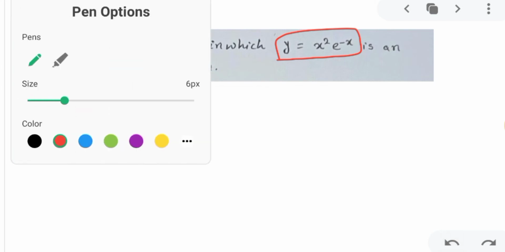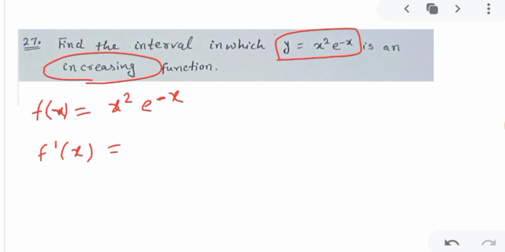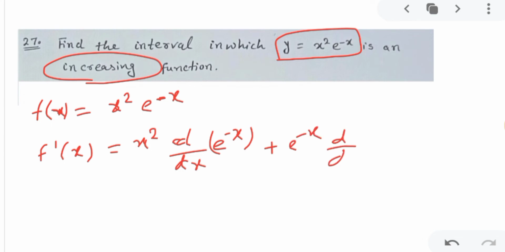Now first I will find f dash x. What will be f dash x? So we'll use the u into v formula. U into v formula means u as it is, and derivative of e to the power minus x. I am writing one more step for you people, but this is not required. If you are comfortable, you can do it directly also. So u into derivative of v plus v as it is and derivative of u. Correct?